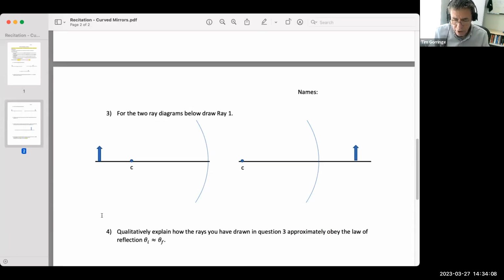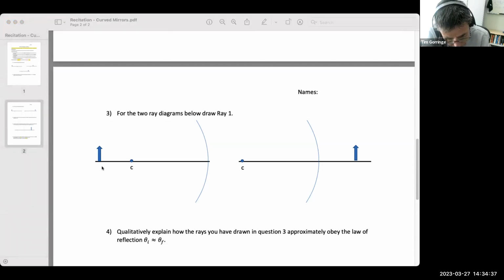Okay, in this part of the worksheet, we've got to draw the ray that heads in parallel to the optical axis and then reflects off the mirror either through the focal point or as if it's coming from the focal point. And we're going to do this for the situation depicted over here on the left-hand side, and then we'll do it for the situation depicted over here on the right-hand side.